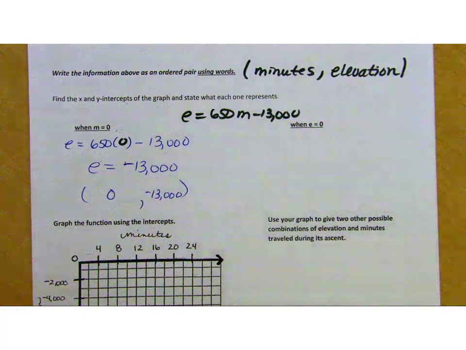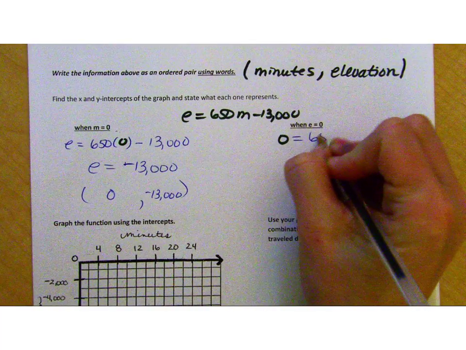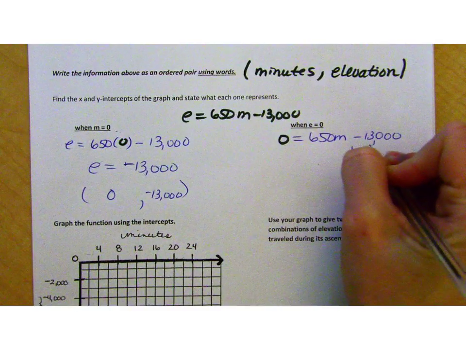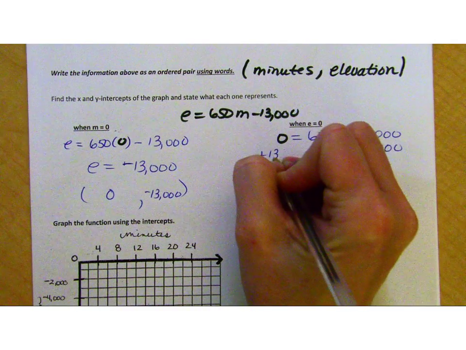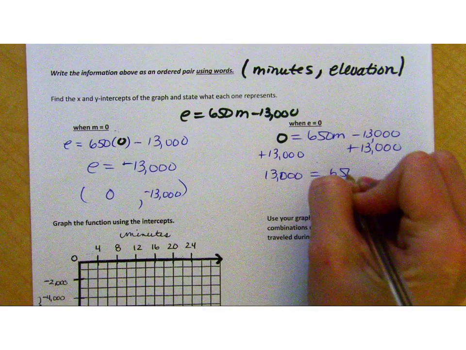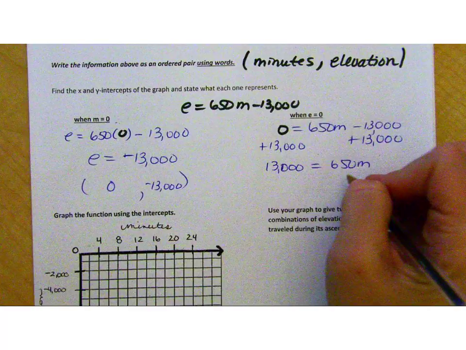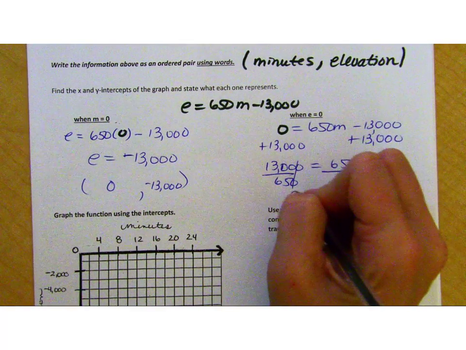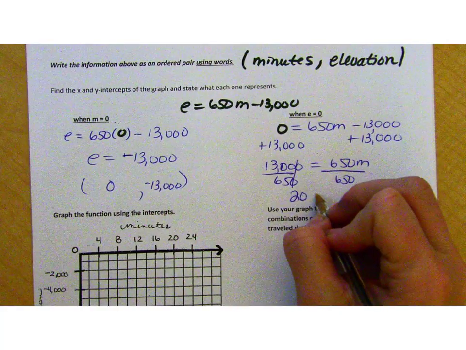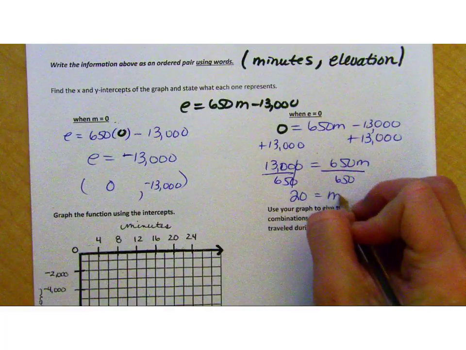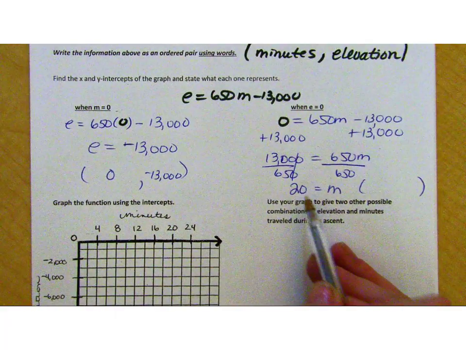So you're going to add 13,000 to both sides, which is going to give you 13,000. And then you're going to divide. You guys should do this stuff in your sleep, right? And you're going to get 20 is equal to M, which then means I got to know, is that 20 comma 0 or 0 comma 20? Well, what's M? Oh, it's minutes. Man, that is saving me. So I'm going to put the 20 here and the 0 there.